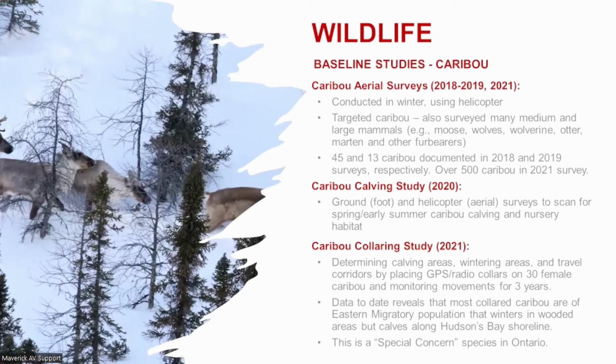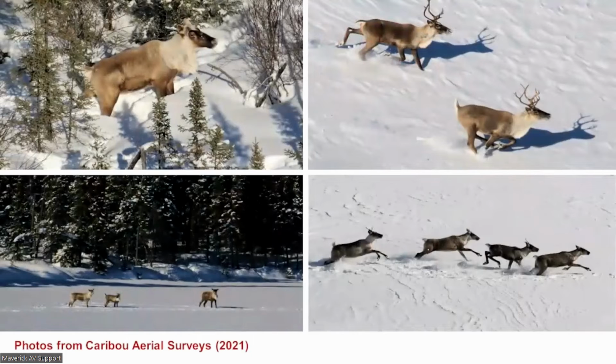We conducted a caribou collaring study in 2021, and that helped us identify calving areas where caribou would have their young, winter areas, and identify travel corridors by being able to track the individual caribou across the landscape. And so far, the data has shown that most collared caribou are of what we call the eastern migratory population that winters in wooded areas, but actually has their young along the Hudson Bay shoreline.